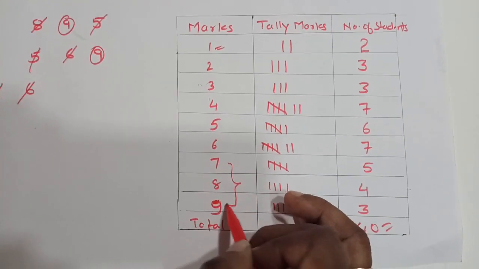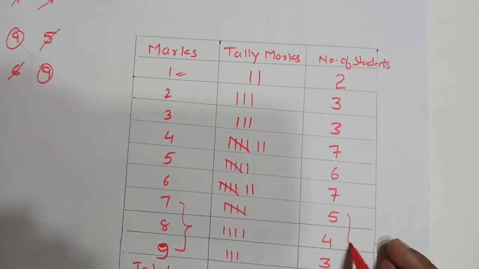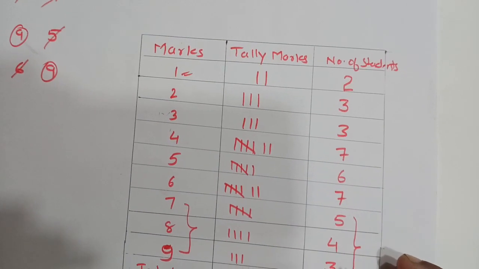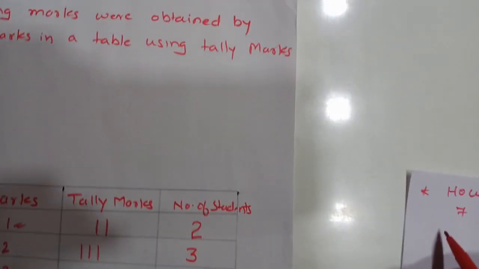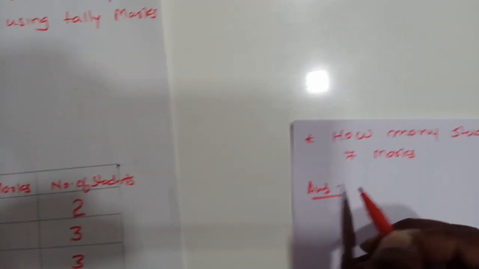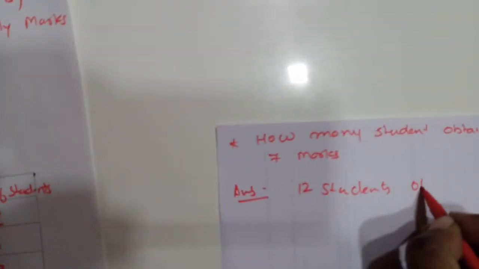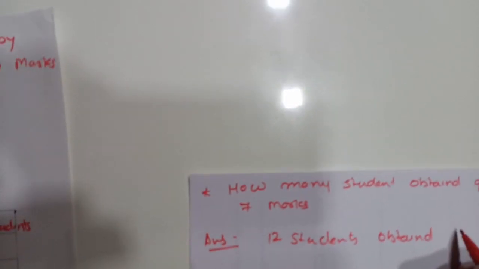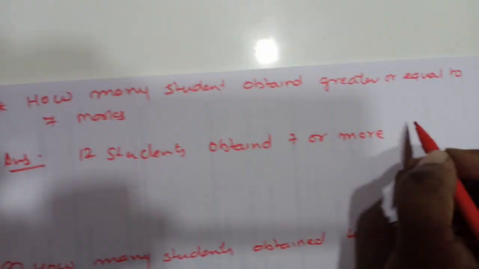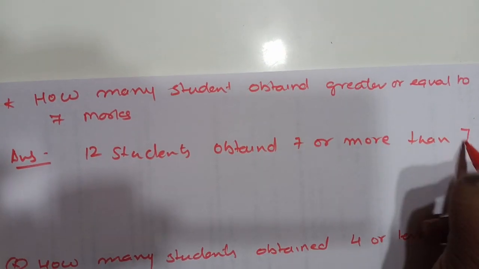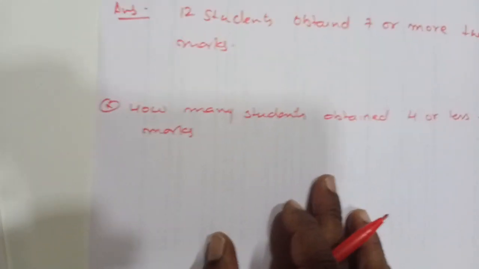So this is the category जिनके 7 या 7 से ज़्यादा marks आए होंगे, right? So what is the number of students over there? That is this entire category. 5 plus 4 plus 3 कितना होता है? 5 plus 4 is 9, 9 plus 3 is 12. So you can, taking that table, you can write down the answer. 12 students obtained 7 or more than 7 marks. ठीक है?